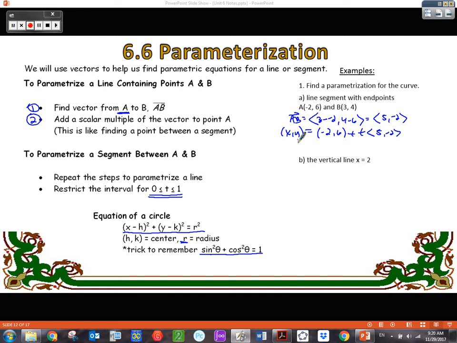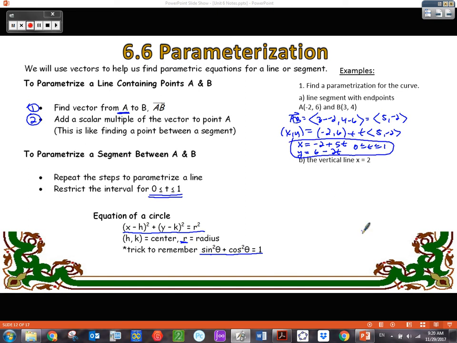So I'm going from a vector equation, and I'm going to turn it into a parametric. So I'm going to match up the x equals negative 2 plus, I'm going to distribute the t. So my parametric equation is going to be x equals negative 2 plus 5t and y equals 6 minus 2t. Do you remember that from the other day, how we wrote that? And now I'm going to add the restriction. I'm going to add the restriction because it's a line segment. So 0 less than or equal to t less than or equal to 1.